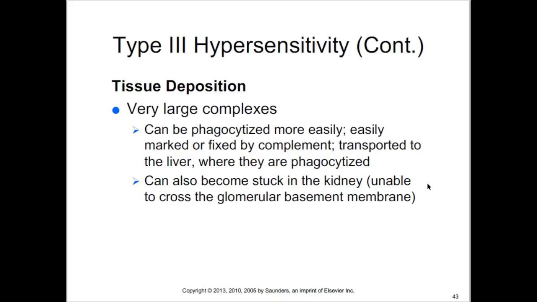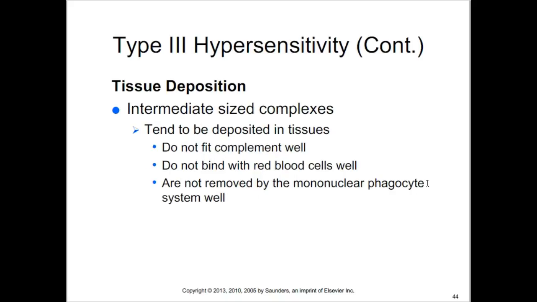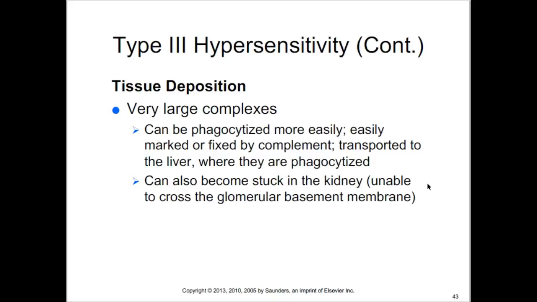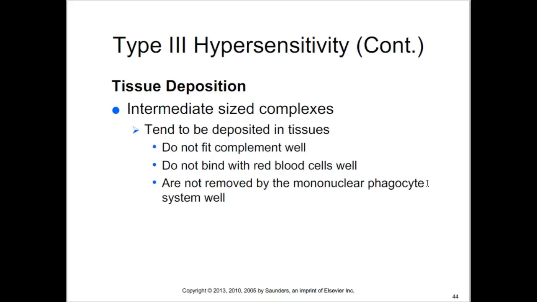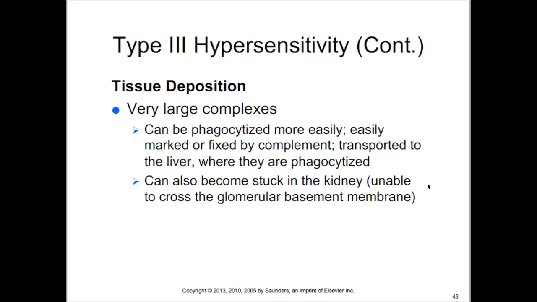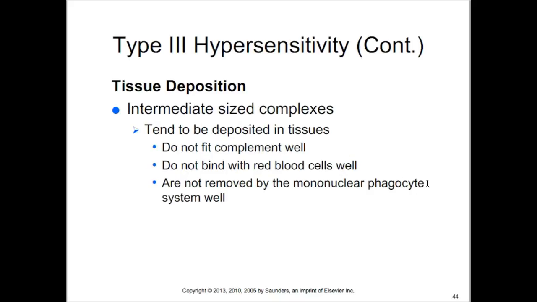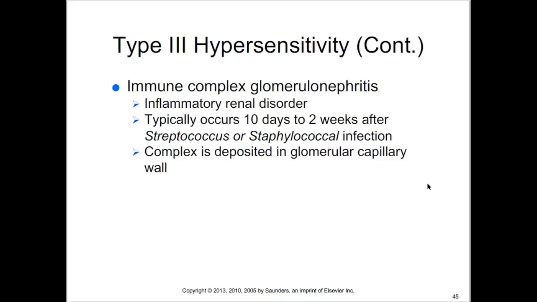So larger complexes can be phagocytosed very easily, or marked by complement and transported to the liver where they're phagocytosed, but they can become stuck in the kidney as the kidney is trying to filter these things out of the body. And then they get stuck in the glomerular basement membrane. Immediate ones are going to be deposited into the tissue. So the very large complexes are usually not going to be the ones that cause it. The really small ones probably will not cause it, but the intermediate sized ones will probably cause it.